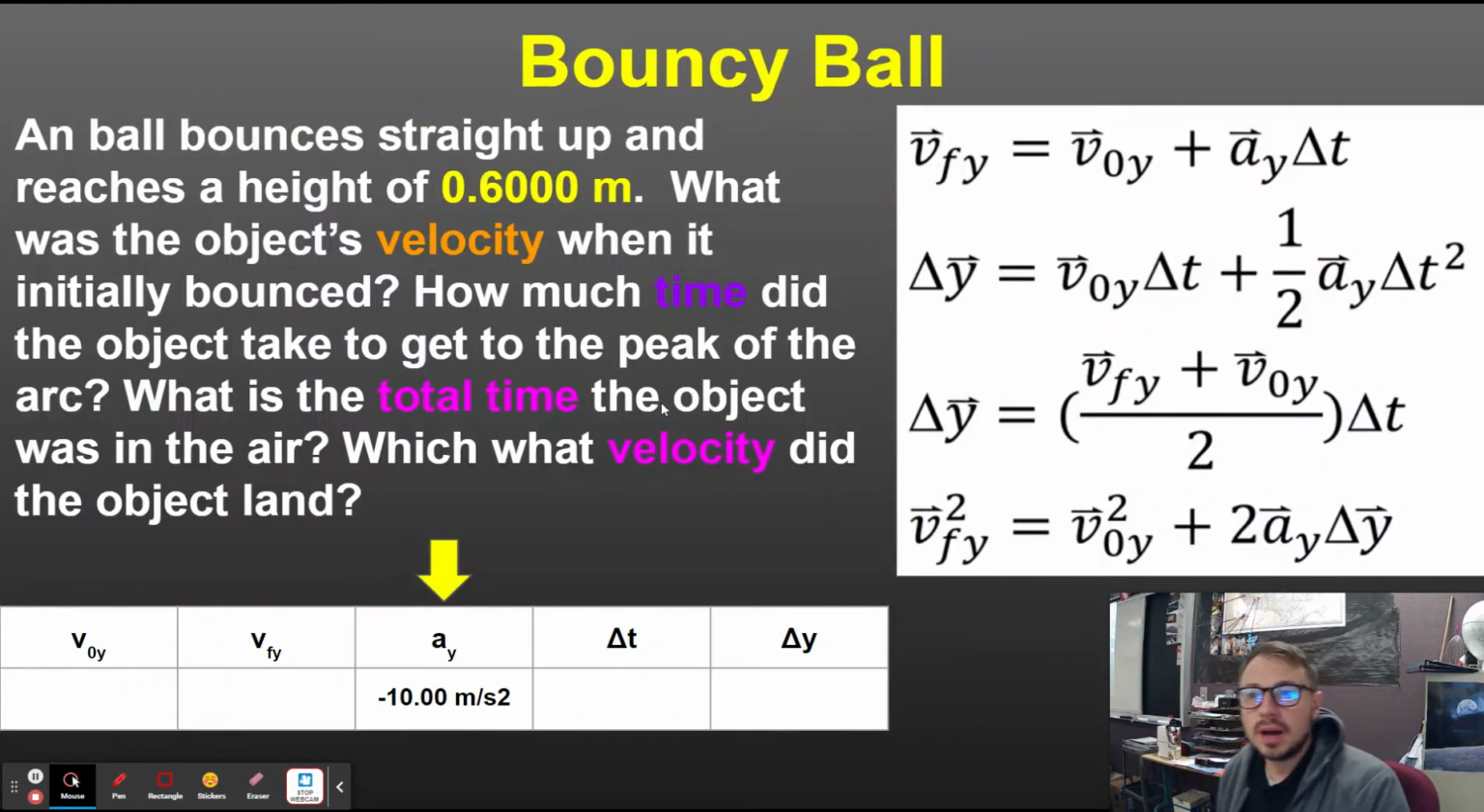So let's do this problem. A ball bounces straight up and reaches a height of 0.6 meters. What was the object's velocity when it was initially bounced?